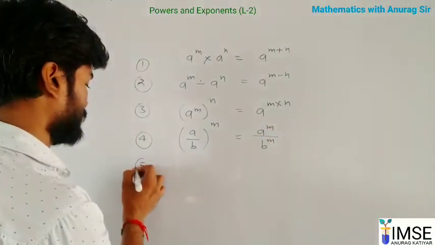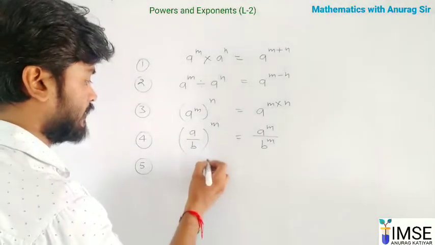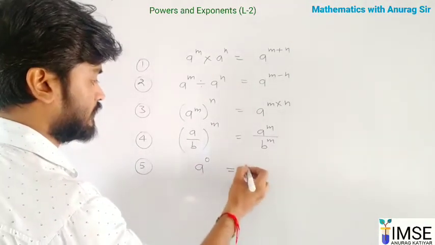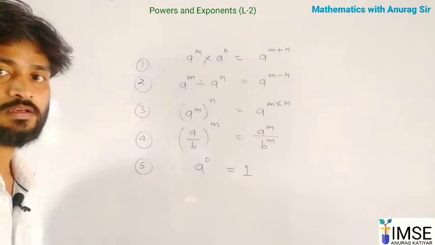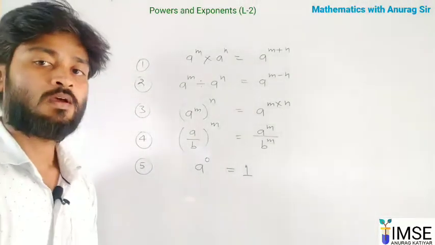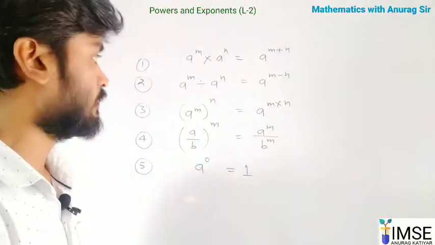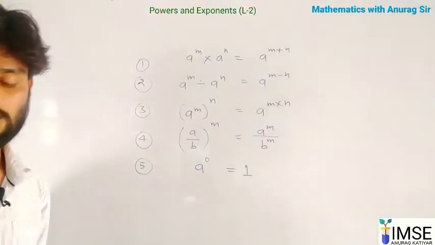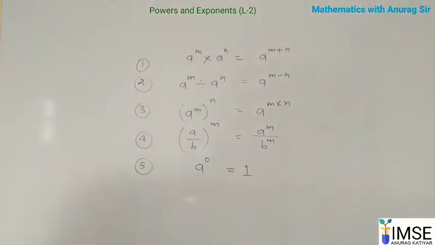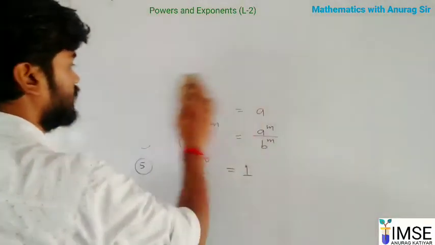And the next formula: a to power 0, the value of a to power 0 is equal to 1. So these are the basic formulas, dear students. Now let's solve some questions.